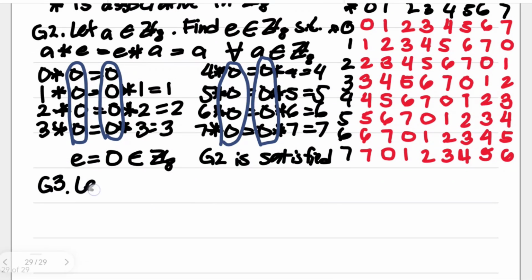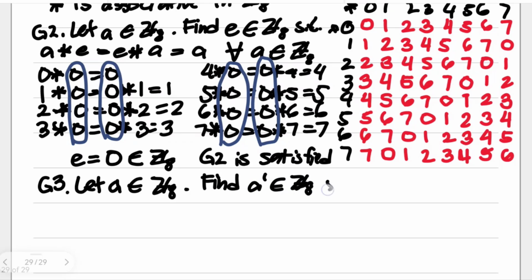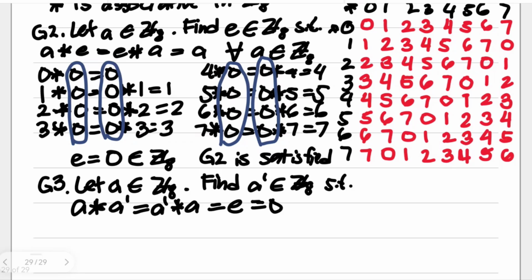For G3, let A be an element of Z8. We need to find A inverse, also an element of Z8, such that A star A inverse is equal to A inverse star A, which equals E, which is 0. In other words, we're looking for the inverse of a certain element such that when operated with it, the result is 0. In short, look for 0 in our Cayley's table. 0 is here, here, here, here, here, here, here, and here. Those numbers that are operated to result in 0 are actually inverses of each other.